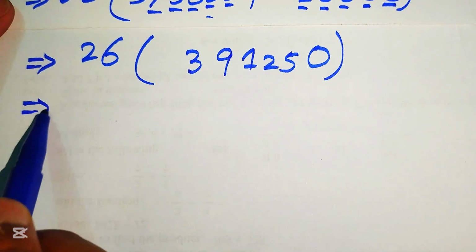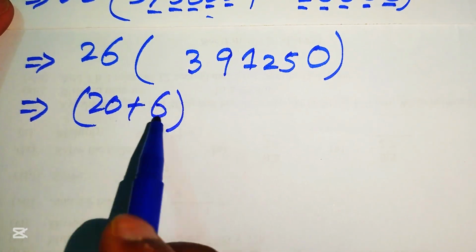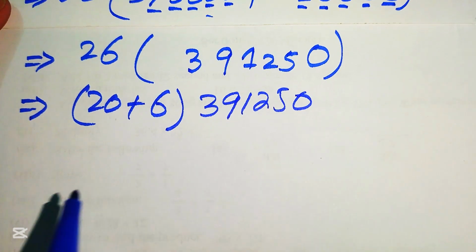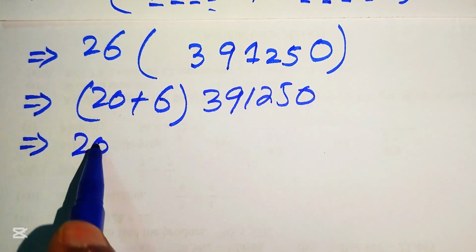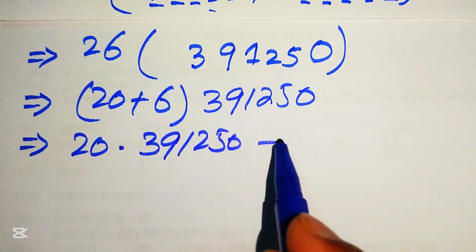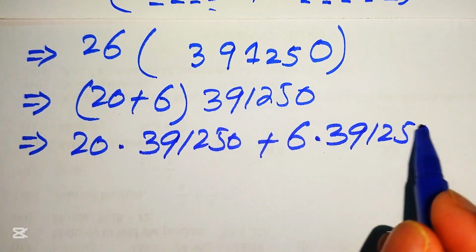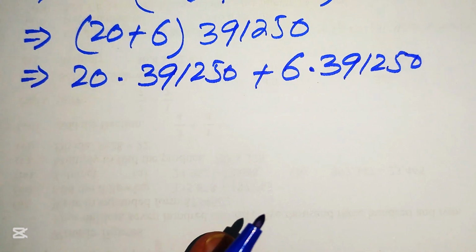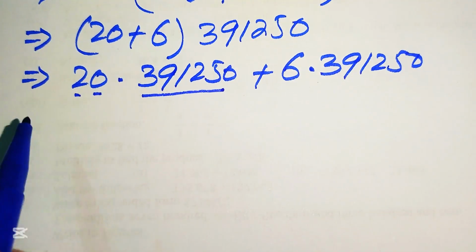Here we break our 26 into the form 20 plus 6 and we multiply each with 391250. So we multiply separately. We write it as 20 multiplied by 391250, plus we multiply 6 with 391250. Okay, so now in the next step we first multiply this 20 with this number. This is our complete one number and this is a two-digit number.